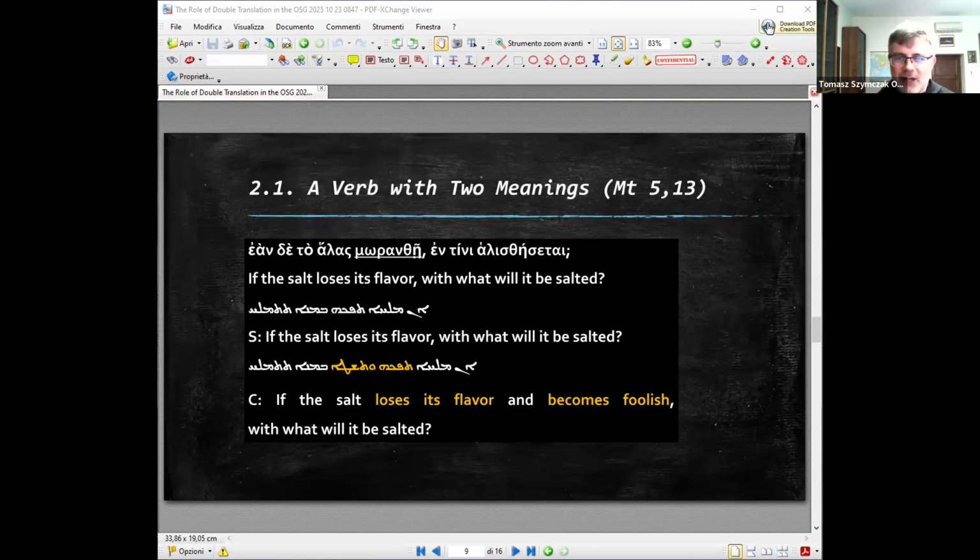And as you can observe in Curetonianus, we have a very strange rendering. If the salt loses its flavor and becomes foolish, with what will it be salted? The verb moraino means to act foolishly, to play the fool. We have this verb in the Greek. And dictionaries and translations also suggest a second meaning, to lose its flavor, but especially based on its occurrences in Matthew 5:13 and Luke 14:34.